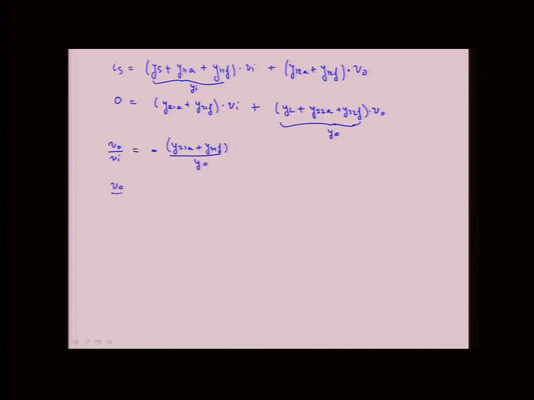So I'll write out the expression for Vo over IS. That will be Y21A plus Y21F, over YiYo minus (Y21A plus Y21F) times (Y12A plus Y12F).